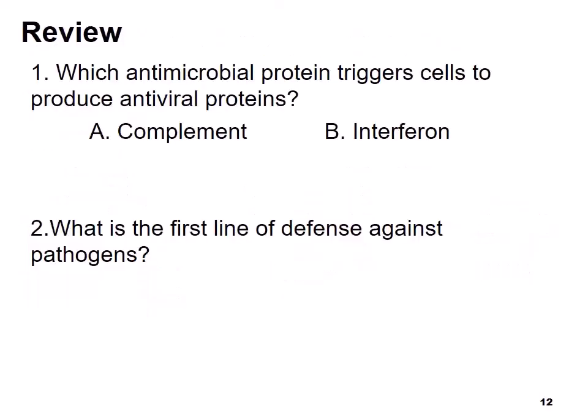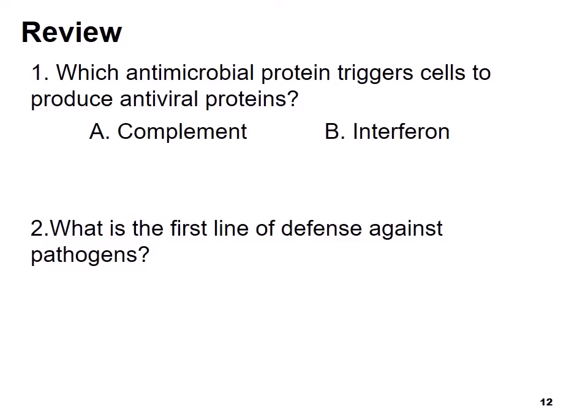So which antimicrobial protein triggers cells to produce antiviral proteins? Is it complement or interferon? Complement complements antibody activity, and complement is what pokes a hole in the cell. Interferon interferes with viral replication by producing antiviral proteins. So the answer is B.